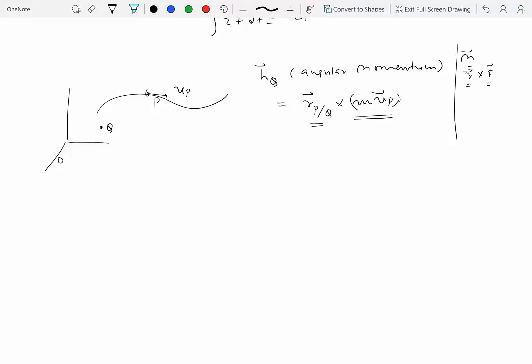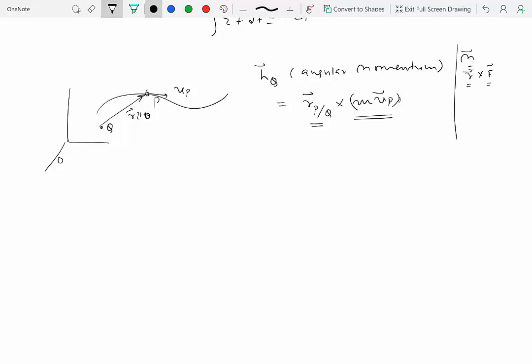So angular momentum is Rp with respect to Q, that's this position vector. Notice how I picked a different origin for the reference frame. It is not necessarily Q. It could be, but it doesn't have to be. Okay, so that's how we define the angular momentum.